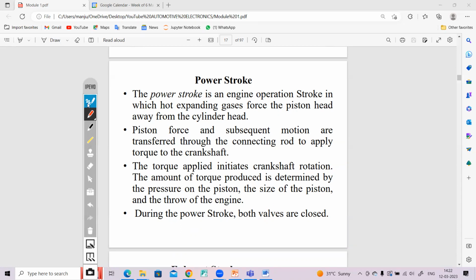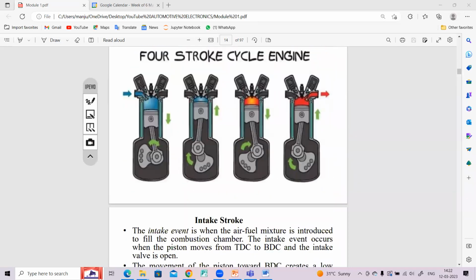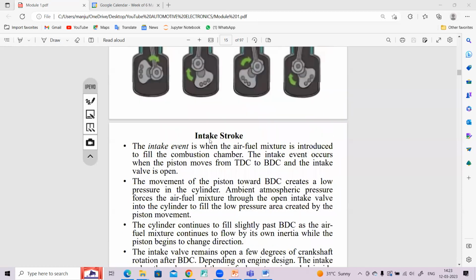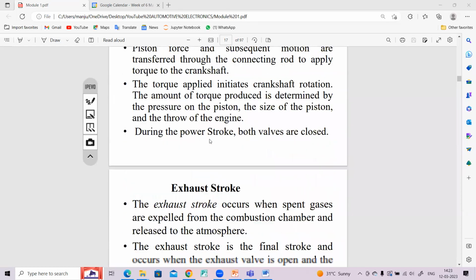See, during the power stroke both valves closed is nothing but this one. If you look now, this valve is closed and this valve is closed. Here one gets opened and the other is closed during the first stroke, and during the second, from 180 to 270 degree rotation, then 270 to 360, then 0, like that, it acts as the intake stroke, compression stroke, power stroke, and exhaust stroke.